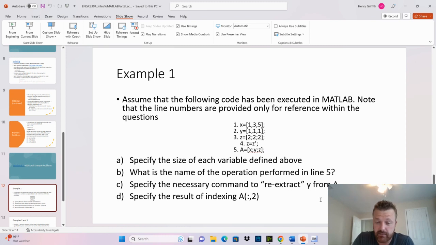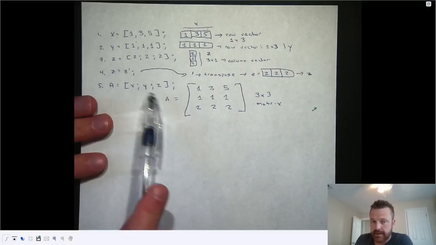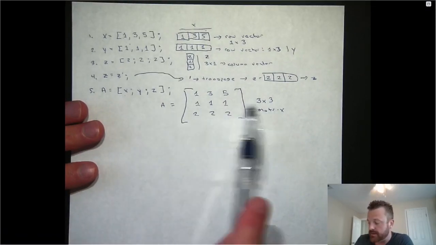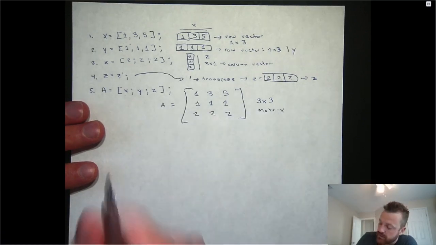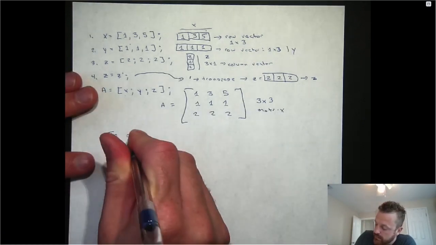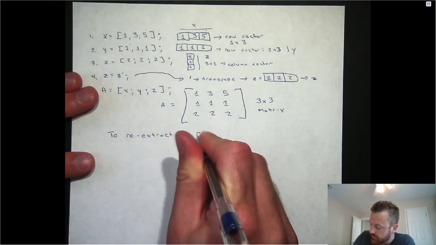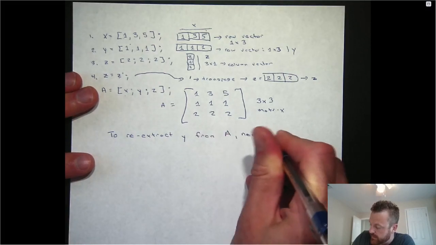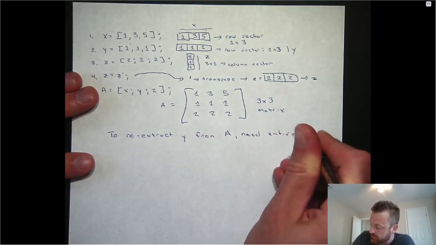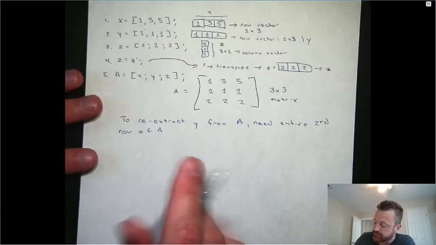Specify the necessary command to re-extract y from A. So if you notice here, y was actually stacked in the second row of this matrix. So if I want to extract an entire row of this matrix, what I would do, so to re-extract y from A, I basically need the entire second row of A. And how would I get that?